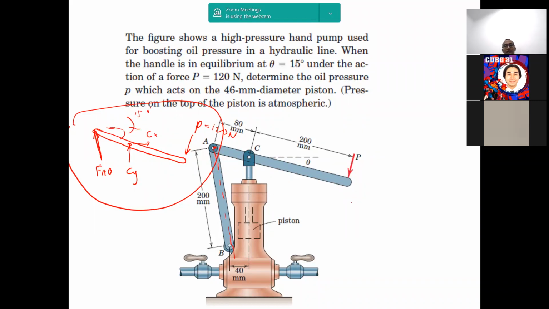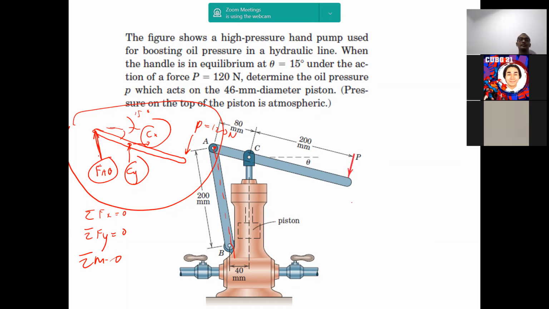Can we solve the problem, Rafi? Yes, sir, because we have three equations: sigma Fx equals 0, sigma Fy equals 0, and sigma moment equals 0. And we have three unknowns, Cx, Cy, and Fab.